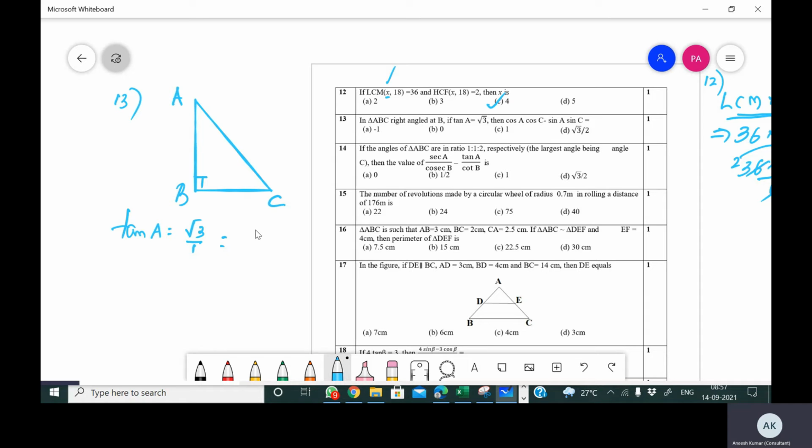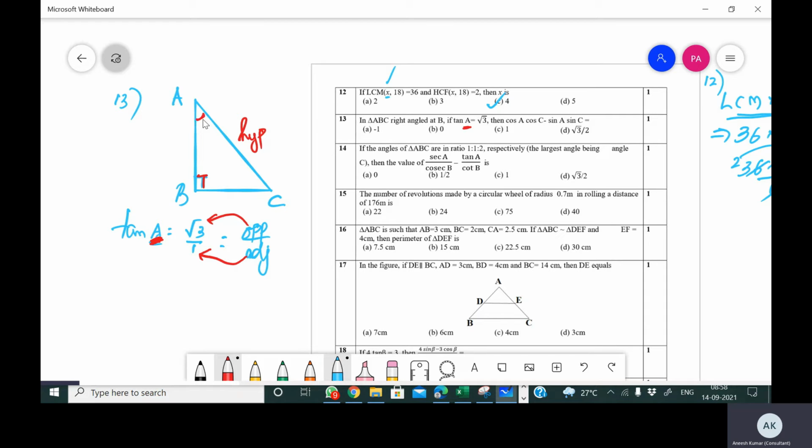Tan means opposite by adjacent of the reference angle A. Here reference angle is A. According to A, the opposite side and adjacent side are in the ratio root 3 to 1. You can take this is 90, so its opposite is called hypotenuse. So AC is the hypotenuse. And using the reference angle A, because tan A is given to us in the question.